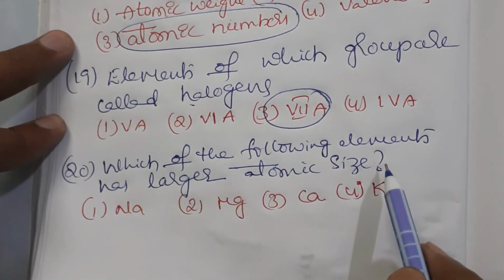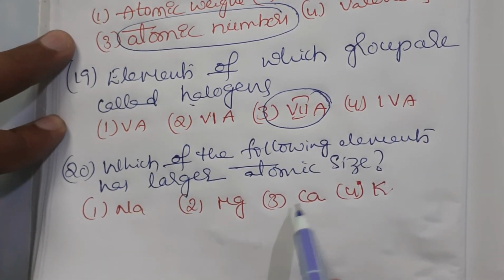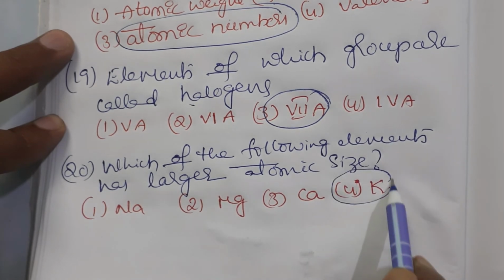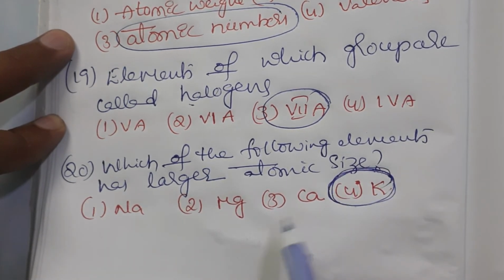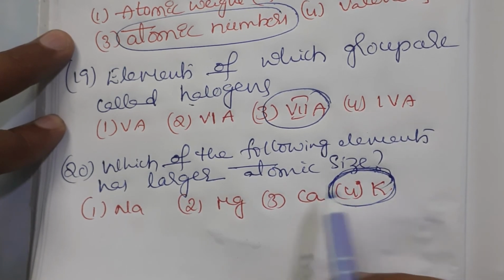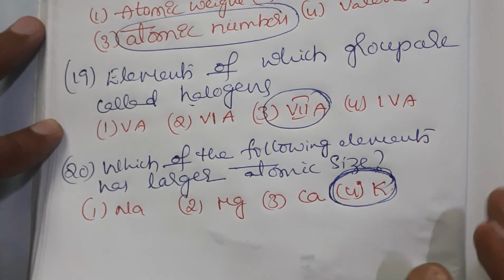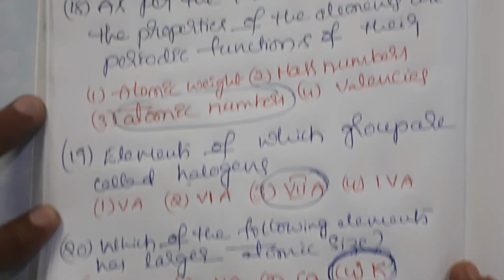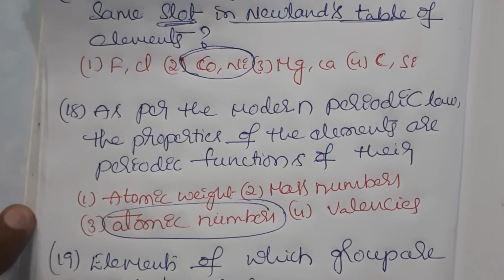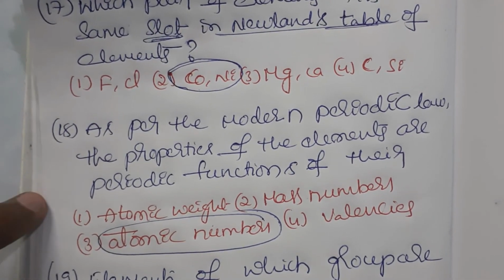Next, which of the following elements has a larger atomic size? By writing the electronic configuration and the number of electrons in the outermost shell, you can identify using the group concept. So these are the most important bits from classification of elements and the periodic table, students. You can practice them for better ranks. Thank you.